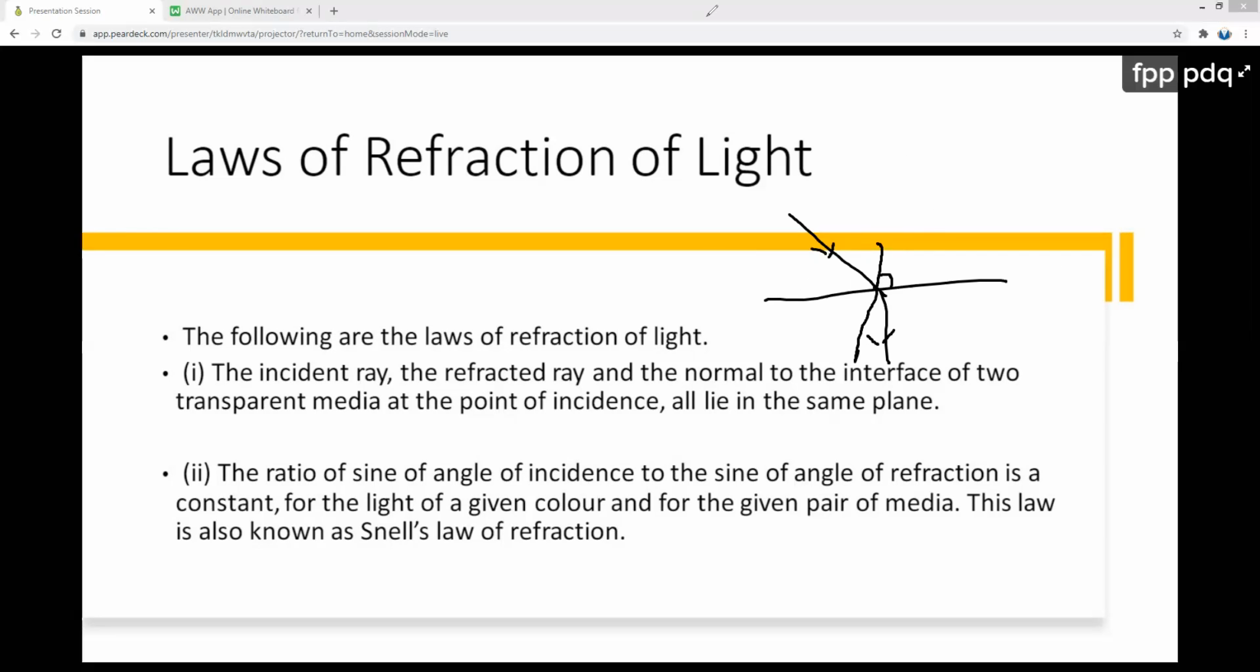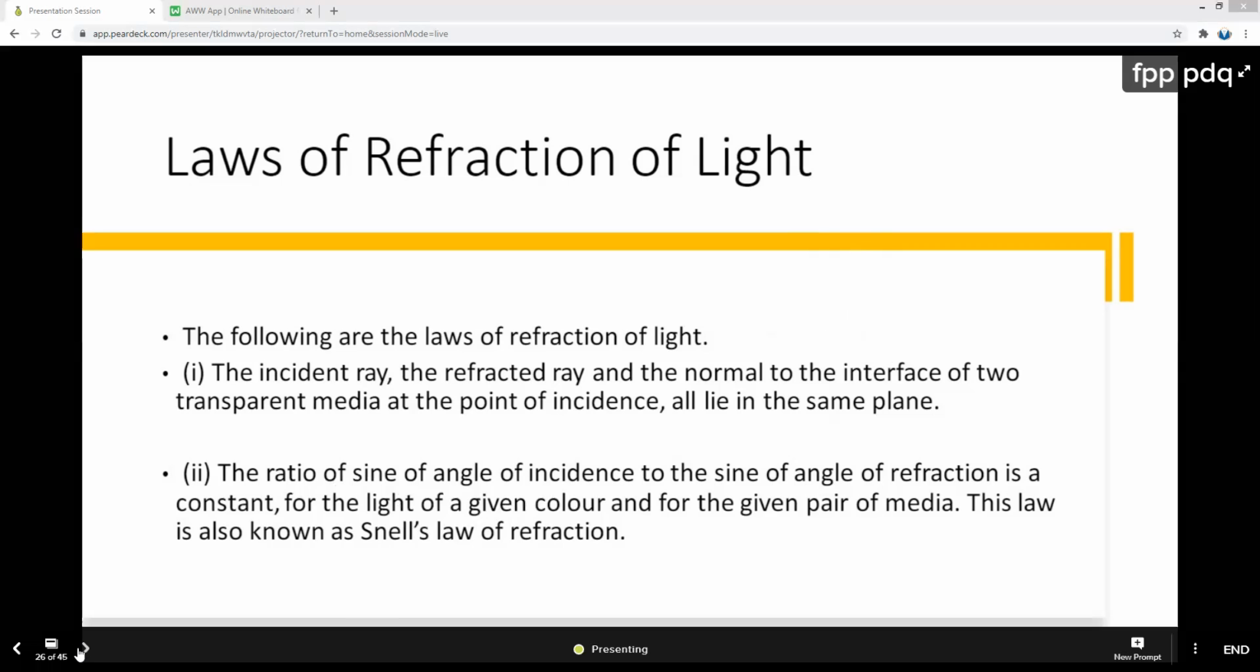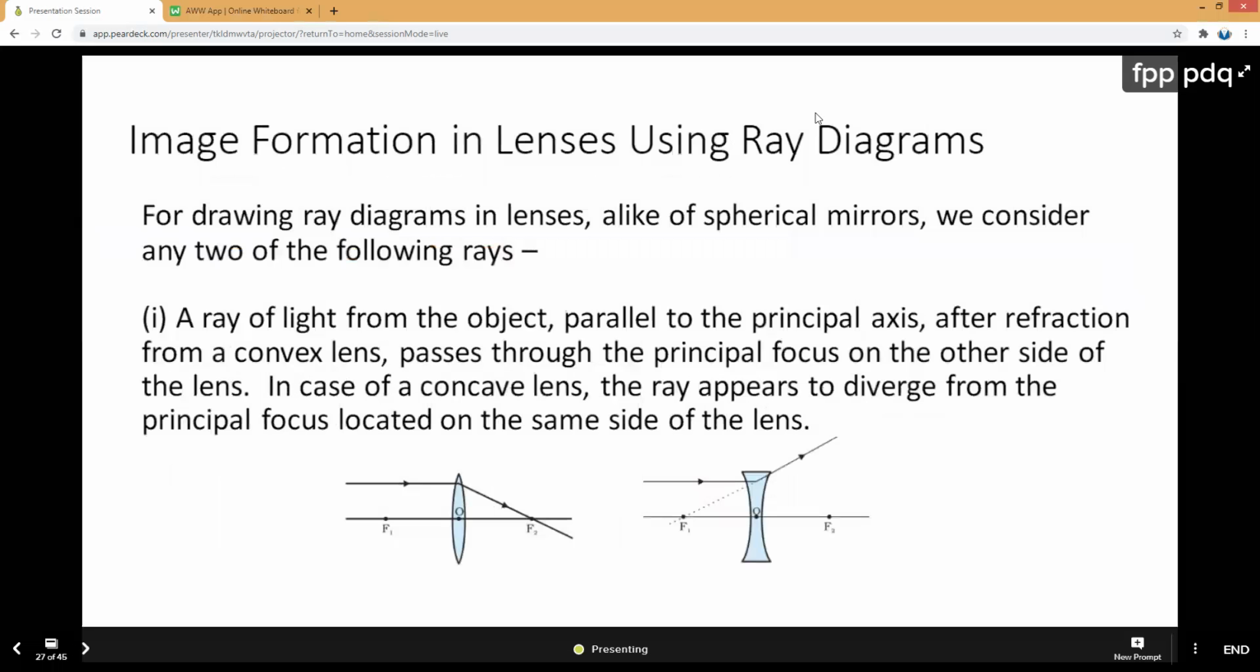The second one is a bit different. The ratio of the sine of the angle of incidence to the sine of the angle of refraction is a constant, and this constant is known as the refractive index. It's constant for light of a given color and for a given pair of media. If the pair of media or the color changes, then this will also change, and this is known as Snell's law of refraction. None of this is included in today's topic, so let's quickly move on to the ray diagrams. So yeah, Khalid.